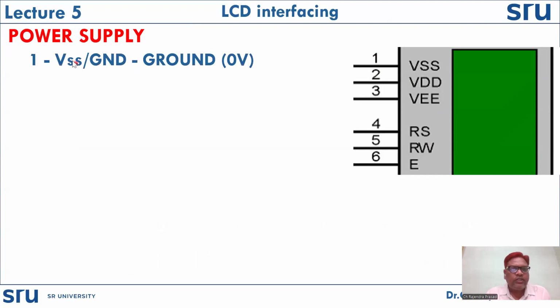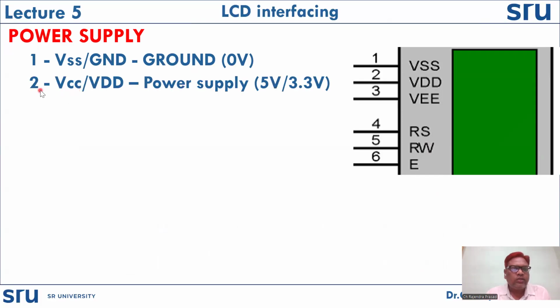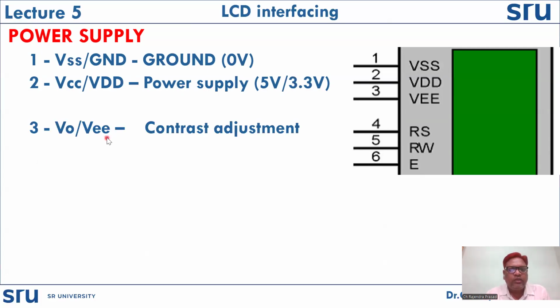The first pin is VSS. It is also known as ground, where we need to apply 0 volts. And on the second line is the VCC or VDD, where we need to supply 5 volts or 3.3 volts. These two pins are power supply pins. And the next pin is the V0 or VEE. This is normally used for contrast adjustment on the LCD.